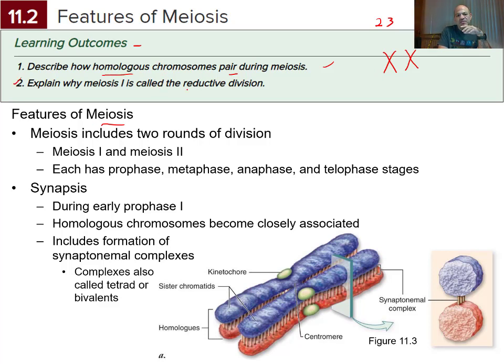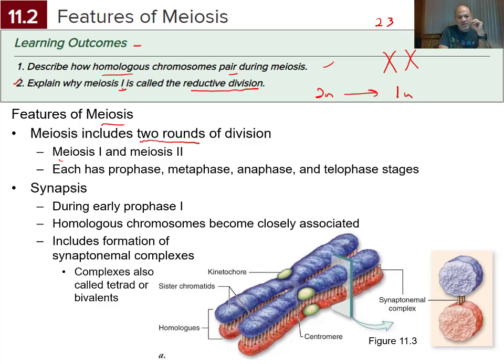So looking at the features of meiosis here, let's do the second outcome: explain why meiosis 1 is called a reduction division. And remember, we mentioned earlier that you're going to go from 2N to 1N, and we don't have just a mitosis. We have a part 1 and a part 2. There's going to be 2 divisions here. So meiosis is going to include 2 rounds of cell divisions, starting with the same cell. That germline cell that we talked about is going to go through 2 divisions.